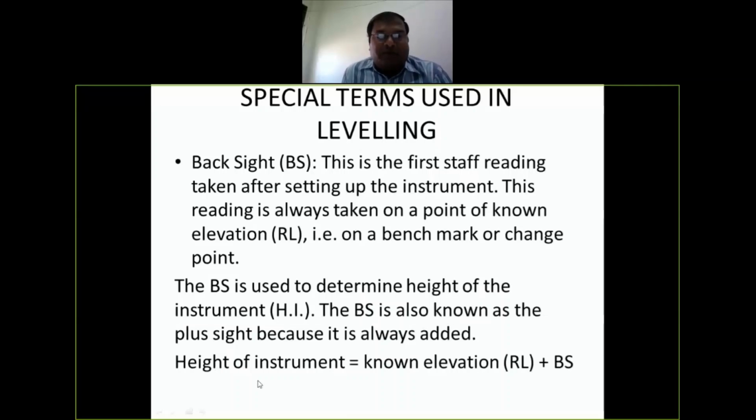If you want to find the height of the instrument, how will you find it? Known elevation plus backsight. You have to add your backsight reading to the known elevation. That's why I told you, whenever you take your benchmark, the RL of that benchmark should be known to you.